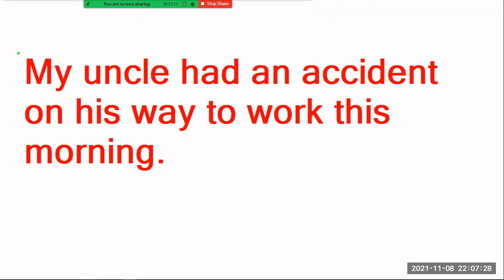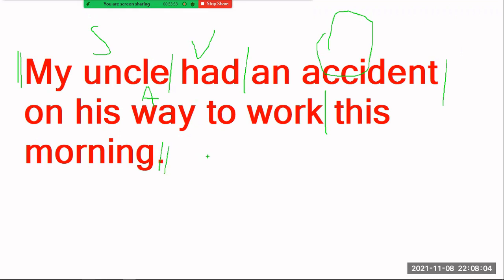Now look at this, the structure of the sentence. My uncle is the subject. Had is the verb. An accident is the object. On his way to work is an adjunct, and this morning is also an adjunct.